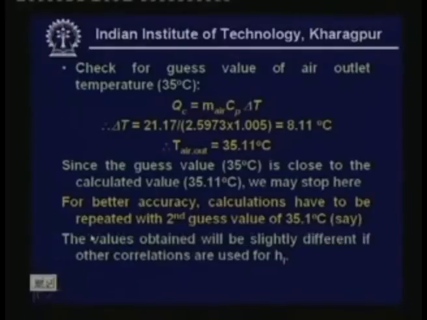Okay, and there is one thing you must keep in mind: the values obtained will be slightly different if other correlations are used for HI. As I said, a large number of correlations are available for estimating the heat transfer coefficients, for example, on the condenser side or on the air side. Had you used some other heat transfer correlations, you might have got slightly different results. Okay, that's what I mean by saying there is a lot of uncertainty, right? If you want, you can check by using other correlations and see what value you are getting.